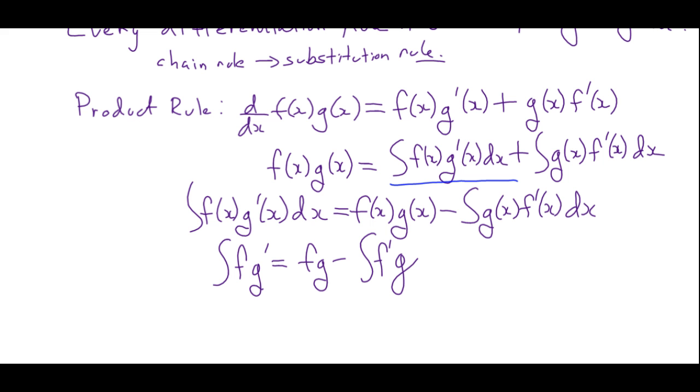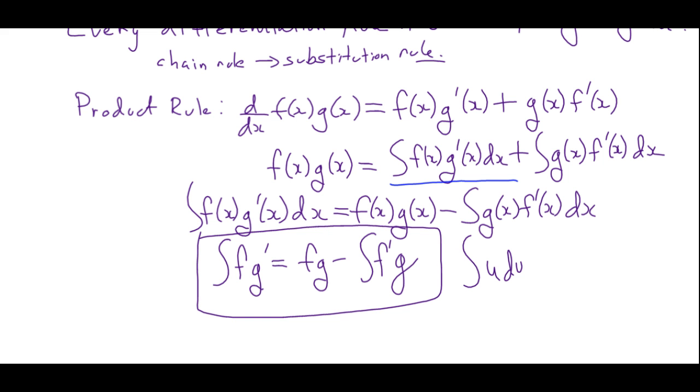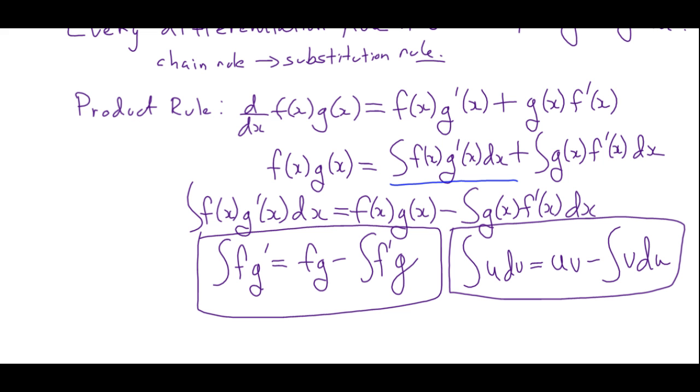And in differential notation, it looks like this: the integral of u dv is equal to uv minus the integral of v du. Both of those forms are sitting at the bottom of your formula sheet, right? u dv is more concise. The integral of u dv is equal to uv minus the integral of v du.